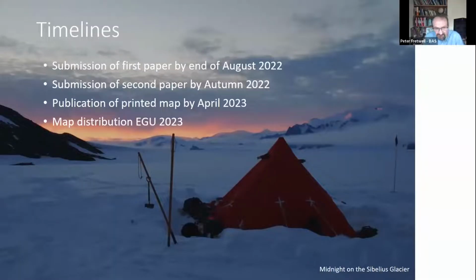So the timelines: we hope to be submitting the first paper by the end of August 2022, if all of the many authors get back to us in time. They've still got to see it, but we'll be sending that out to authors over the next week or so. The second paper with the grids will probably come in autumn or towards Christmas 2022, with publication hopefully by EGU. We'll also be making a new printed map, so you can replace that one on your wall, Stewart, and hopefully that will be given away. We'll have a large distribution of those at EGU in 2023.